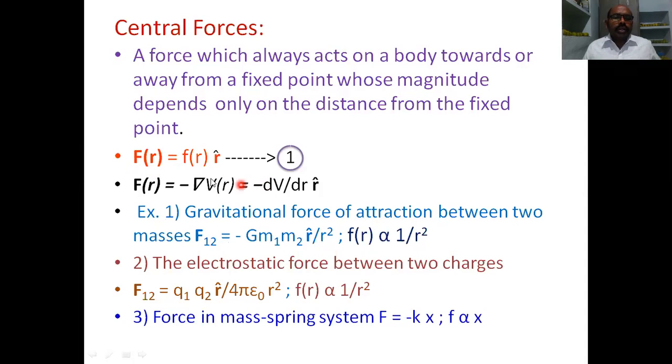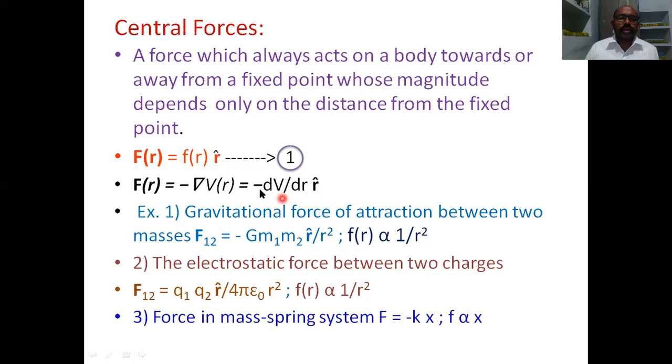Now f of r is a function of r, some scalar quantity, and r cap is again a unit vector. So in place of small f of r, we are having 1 by r square here, and the remaining one is constant. Another example for central force is electrostatic force between two charges. F12 is equal to Q1 Q2 r cap by 4 pi epsilon naught r square. So here f of r is equal to 1 by r square again.